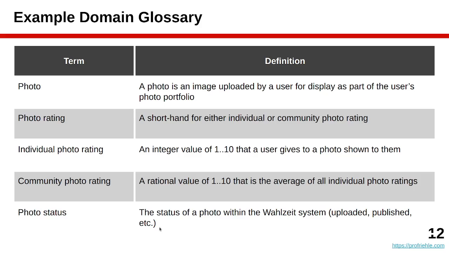So for Wildside and for the flowers application, photos and flowers are key domain terms. And here you can see an example domain glossary which gives you definitions for key terminology from the domain, what's a photo and what's a photo rating, etc. You can see that a glossary really is a large table or a list of entries with the term being defined and its definition. And that definition should be crisp, not long and windy. It should be usually one sentence that makes it clear what it is.